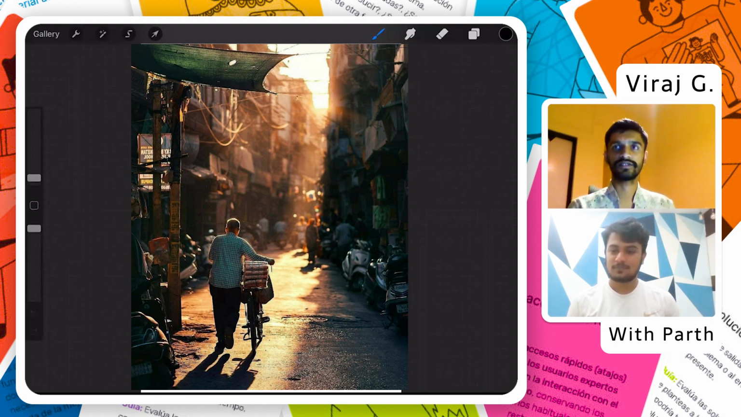There are shops, and two-wheelers and vehicles parked on both sides of the street, and the sun is giving you a backlight on a human figure, an old man going ahead with his bicycle and some stuff on it. So this is the kind of picture. You get shadows on the part where you are standing.